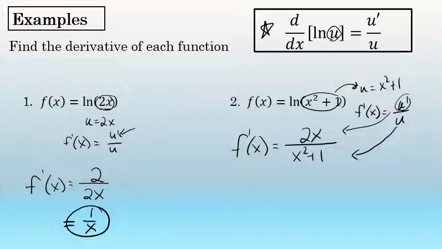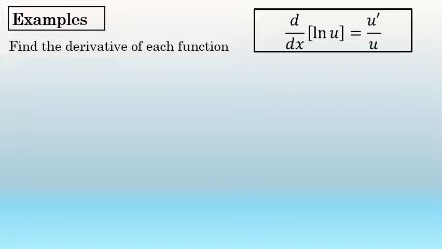Now, unlike example 1, 2x over x squared plus 1 cannot be simplified. The derivative of the natural log of x squared plus 1 is 2x over x squared plus 1. For the third example, f of x equals x times the natural log of x, we have a product. We have x times the natural log of x. The product rule will have to be applied.